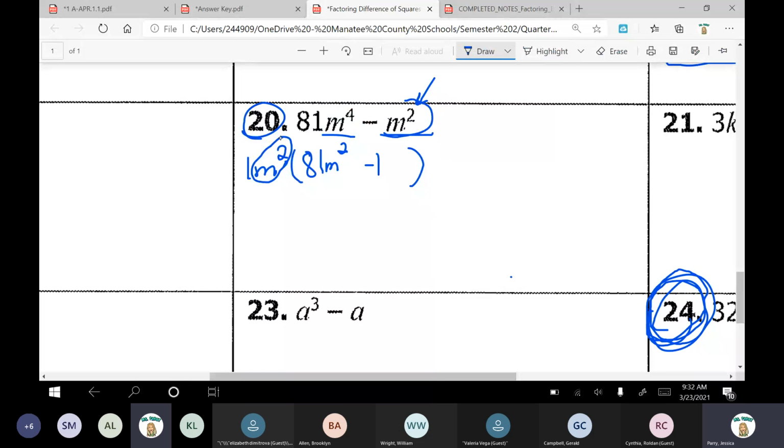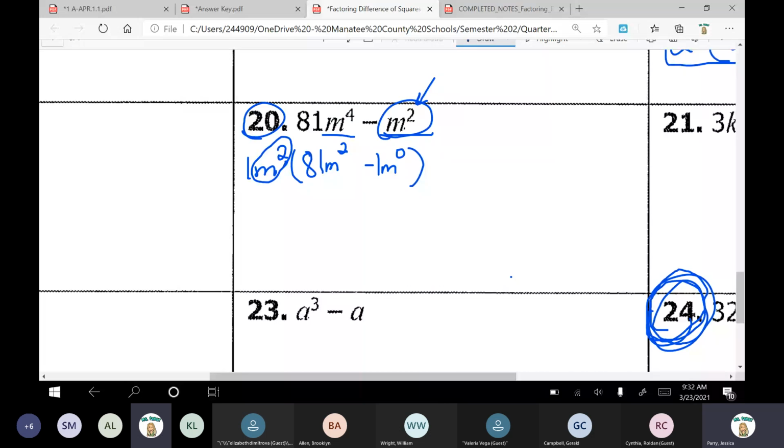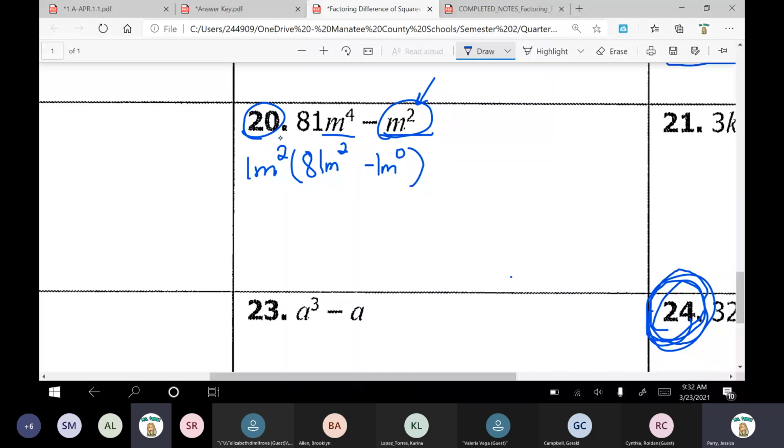And then we've got m to the power of 2 divided by m to the power of 2. And then subtract your exponents. 2 minus 2 is 0. Okay, let's clean this up. Since we factored it all out, let's clean it up.